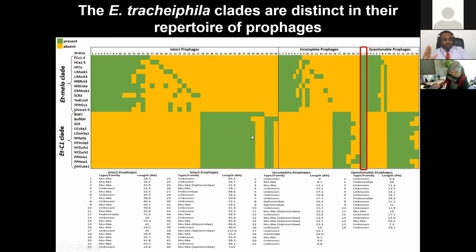A majority of the identified prophages we found were Mu-like, in the families Podoviridae, Siphoviridae, Myoviridae, and Inoviridae, which are the filamentous prophages. Mu-like phages are known to encode virulence genes or induce host expression of virulence genes. So whether these identified prophages also contribute to the virulence of tracheiphila strains remains unknown, and this will be worthy of investigation.